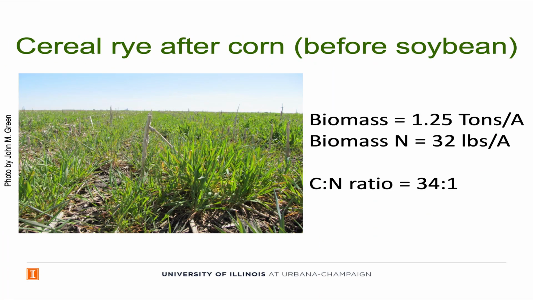Now here's what our cereal rye looked like. This is the cereal rye in the first year that we had it, that had that tremendous reduction in tile nitrate load. It's not very impressive looking, really. It's actually N deficient. You can see that it's a little yellow, and good biomass, but not a lot of nitrogen in that, and it has a wide carbon-to-nitrogen ratio. So that's why we worry about cereal rye in front of corn. We're not so worried about it in front of soybean. In fact, we haven't seen a problem with it.